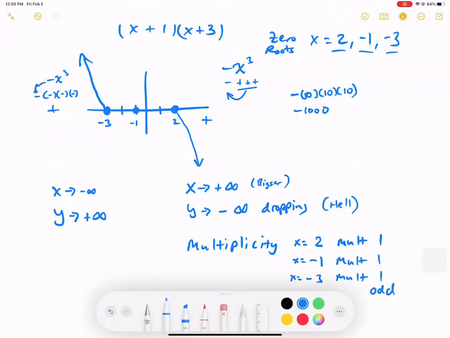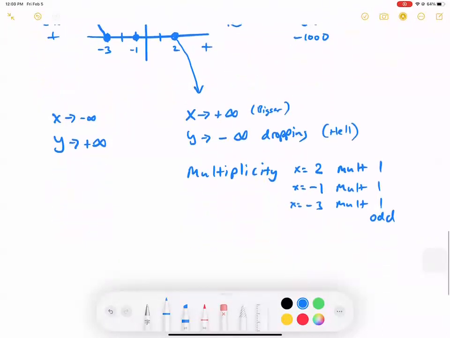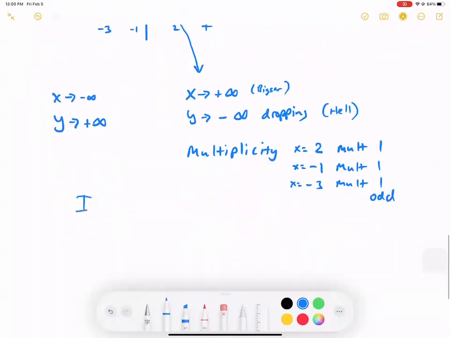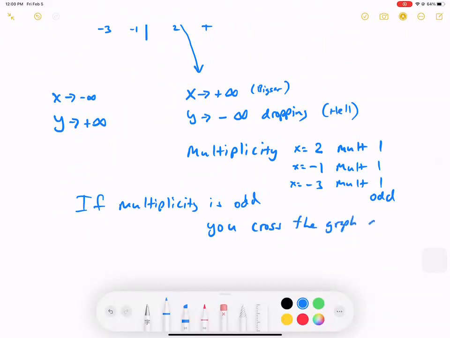So here is a rule for us. If the multiplicity is odd, you cross the graph at the root. Okay, whoops. I'll just squeeze that here. At the root.